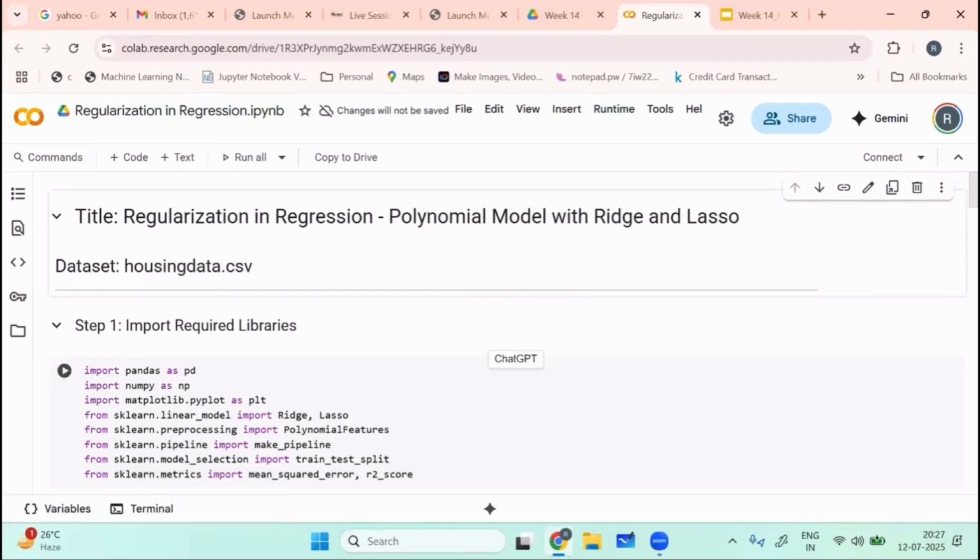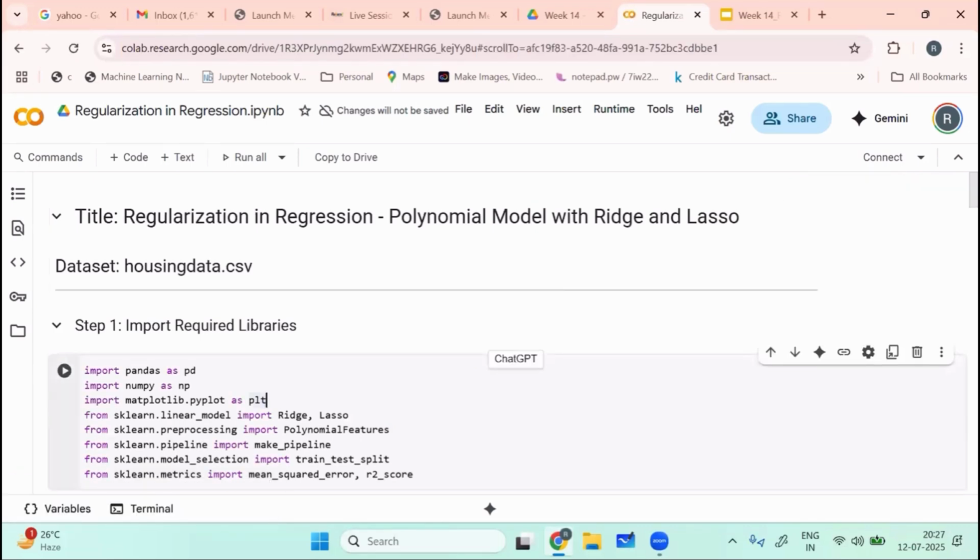So first of all, let's import the important libraries. Only this part is new, Ridge and Lasso. You can see my cursor on Ridge and Lasso. Where are we getting them from? From scikit-learn linear_model only, because it's a regression model, right? From there you get Ridge and Lasso. When we deal with neural networks, I'll show you those things too.